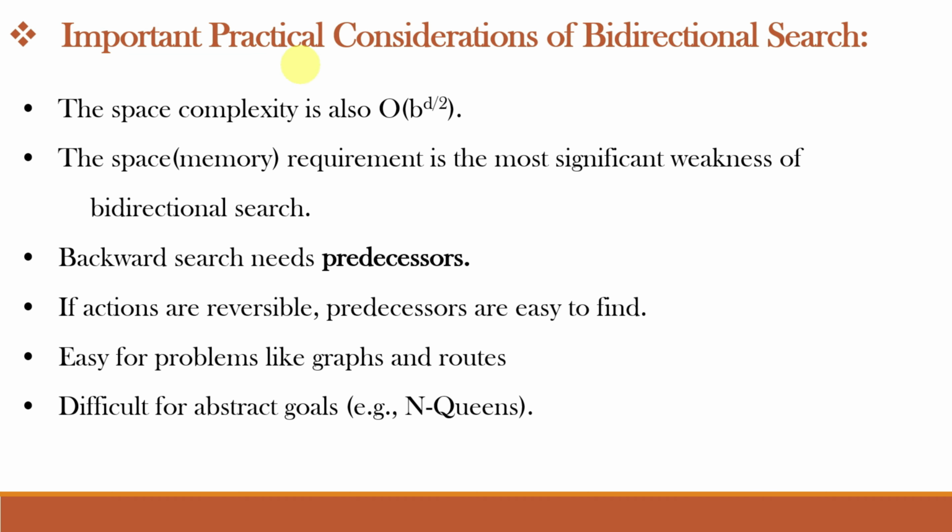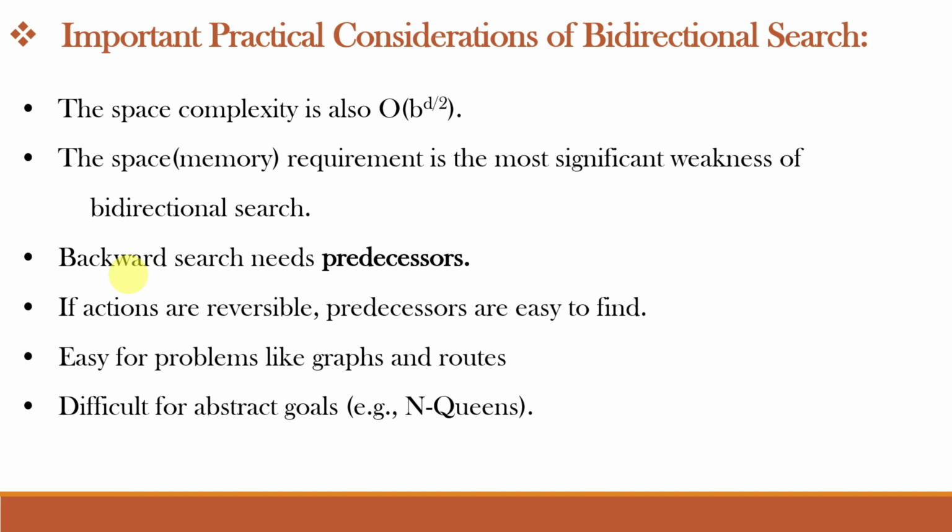Okay. Now let us talk about some practical points or limitations of bidirectional search. First, space complexity. Just like time, the space requirement is also of the order of b raised to d by 2. This means we have to store many nodes from both directions. And because of this, the memory requirement becomes the biggest weakness of bidirectional search. Even though it is fast, it needs a lot of space to store both frontiers.